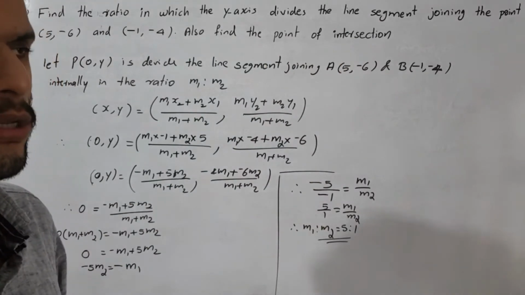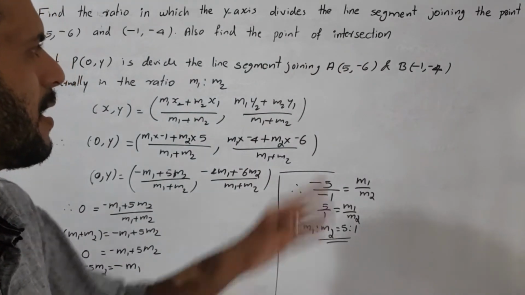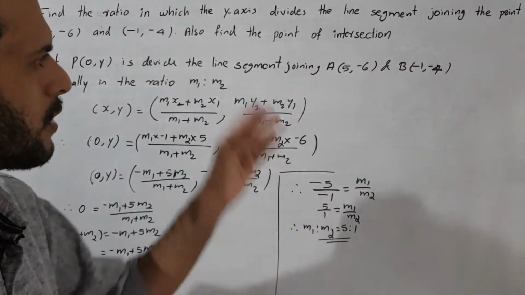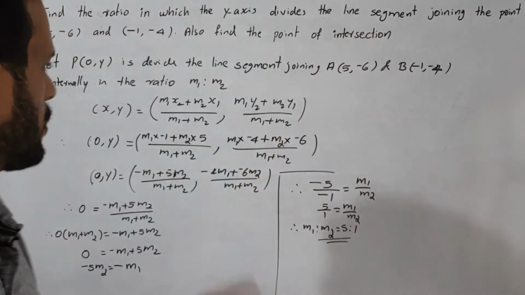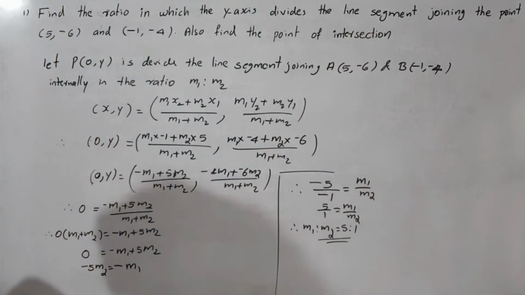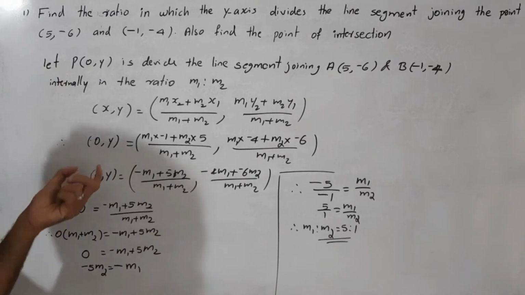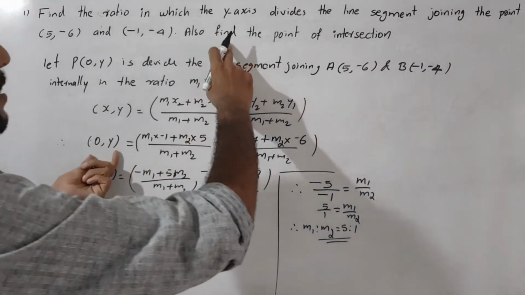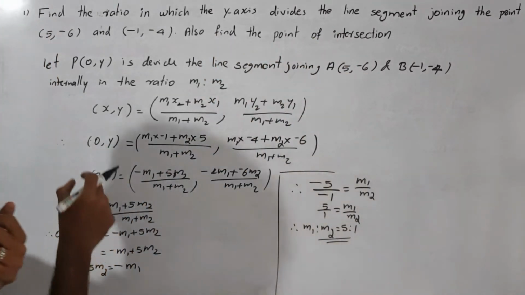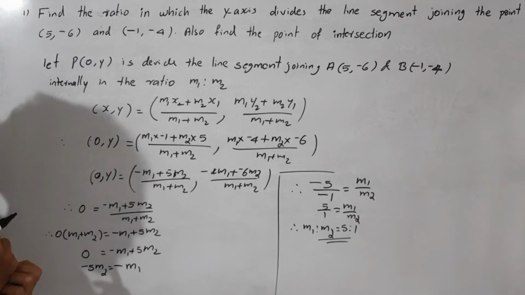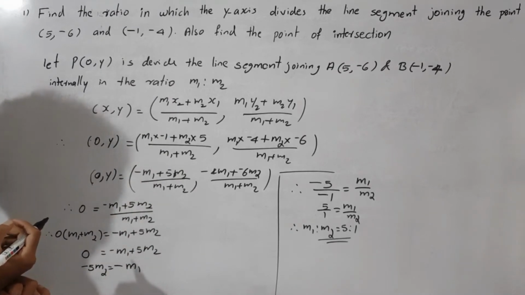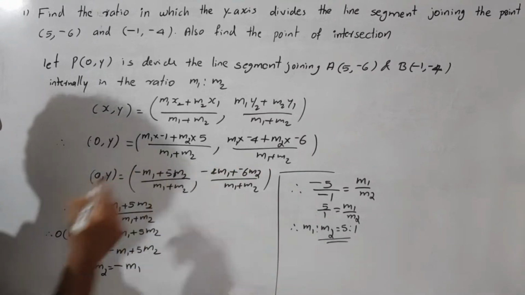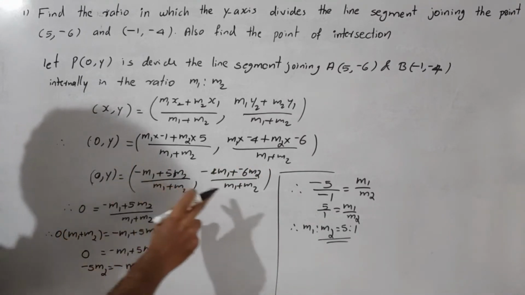The point of intersection means the point dividing the line segment AB, the point intersecting the line segment AB, is (0, y), correct? The point dividing the line segment AB is (0, y). The next question is to write the point of intersection, which means we want to find out the value of y also. Then how do we find the value of y? Thus we know that y is equal to the y coordinate, correct?